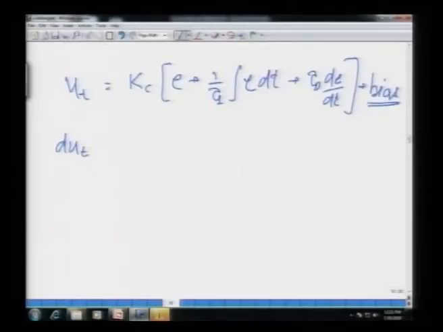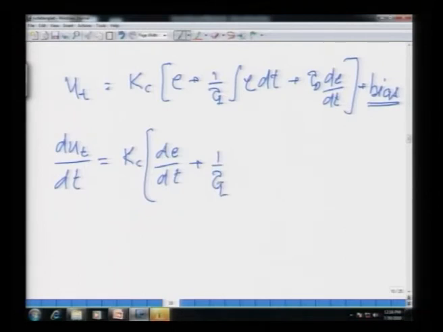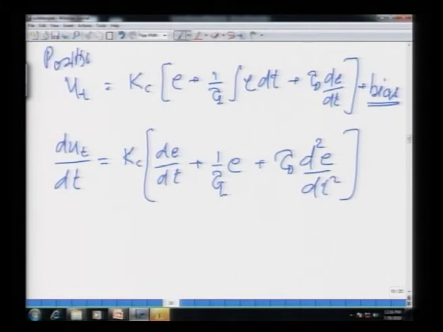If you differentiate this equation, you will get du by dt equals, the bias is a constant so that will go away, Kc times dE by dt plus 1 by tau I times the differential of an integral, so that will disappear, E, plus tau d times d2E by dt squared, the second derivative of the error. This is what you will get. The first equation is called the position form of the PID algorithm, and the equation that you get after differentiating the position form is called the velocity form of the PID algorithm.